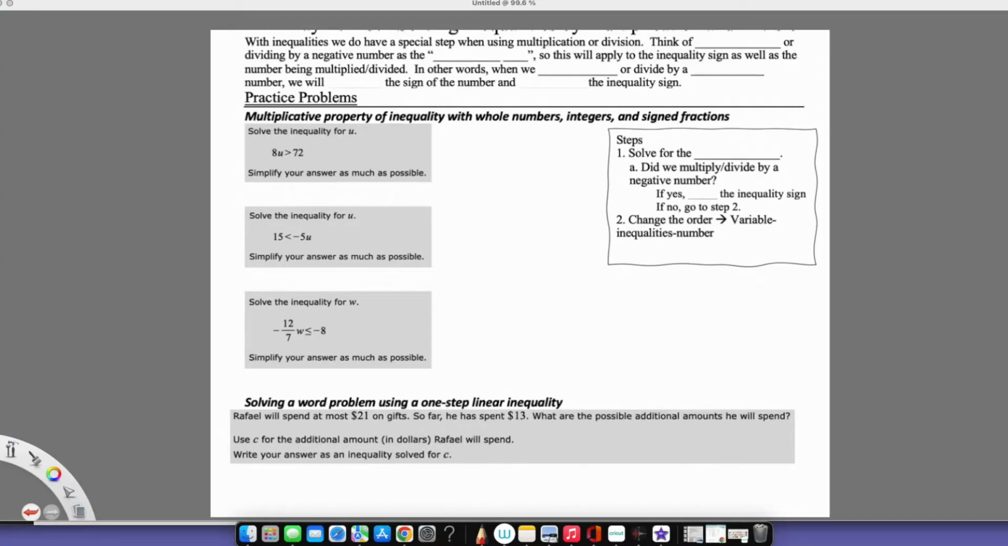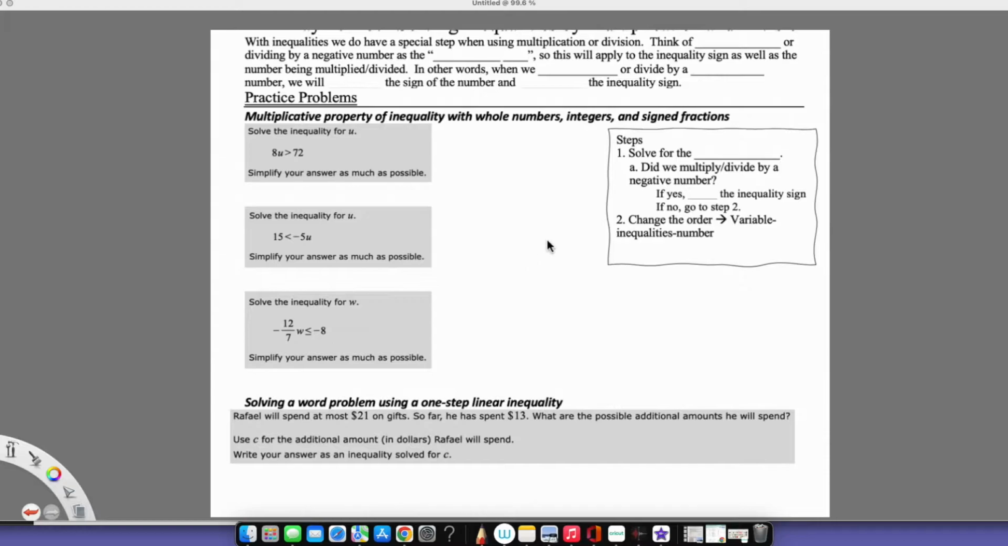Okay, in this video we're going to take a look at solving inequalities using the multiplicative property. Remember, inequalities are solved the exact same way as equations, with one exception. When we start using multiplication or division, we do have to take into account one special little step.